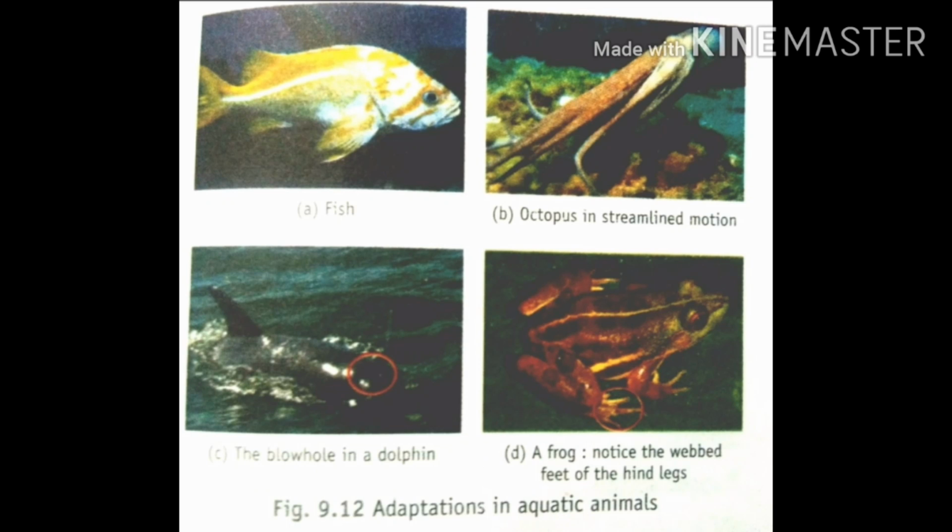Adaptation in water animals. Water animals have a streamlined body that reduces the resistance due to water and helps them to swim fast in water. Their body is covered with scales to make them waterproof. They have gills for breathing underwater.